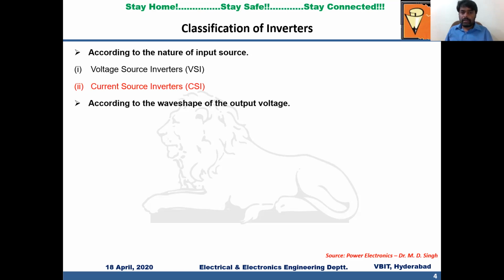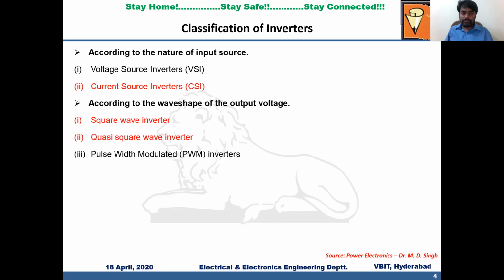So if the source is a current source, then this inverter can work as a current source inverter. And according to the wave shape, depending on the output wave shape, just now I told you that the inverter cannot produce a pure AC voltage waveform. It can be a sine wave, it can be a rectangular wave. So depending upon the output voltage which we are generating at the output side of the inverter, it may be a square wave inverter, it may be a quasi square wave inverter, and there are PWM inverters also. There you can vary the voltage, and out of this PWM inverter, you can get almost sinusoidal kind of voltage.